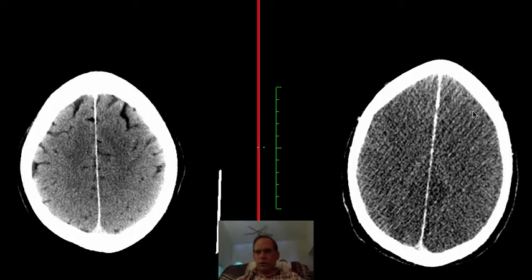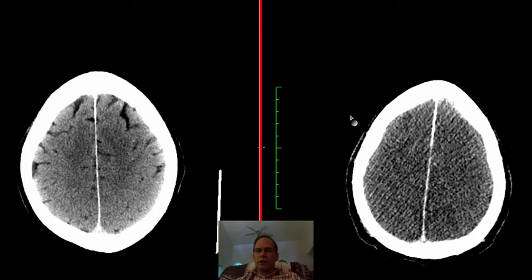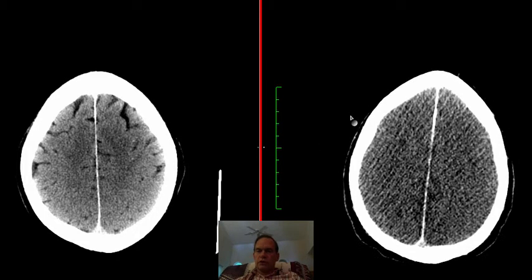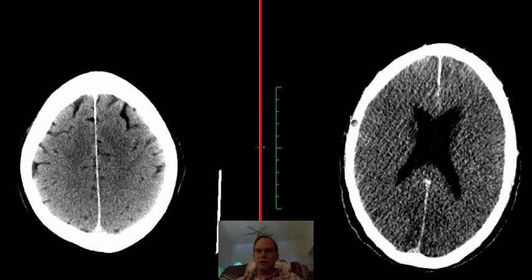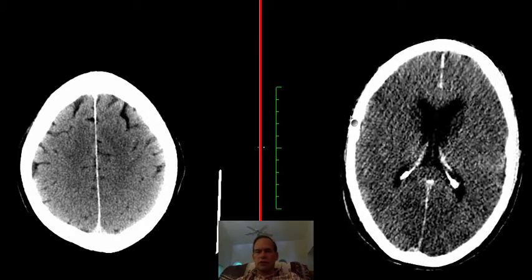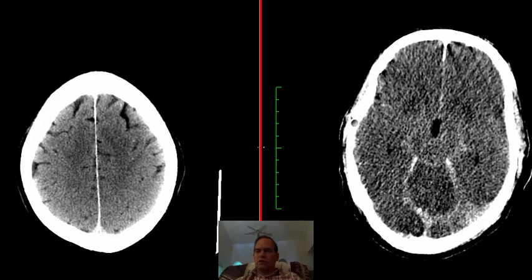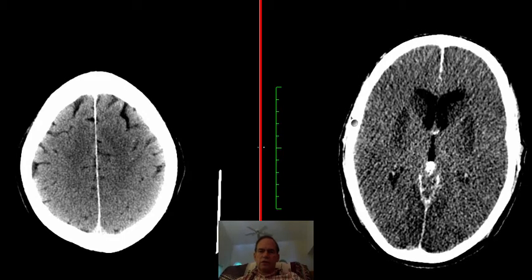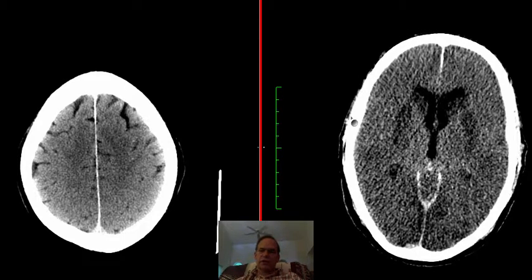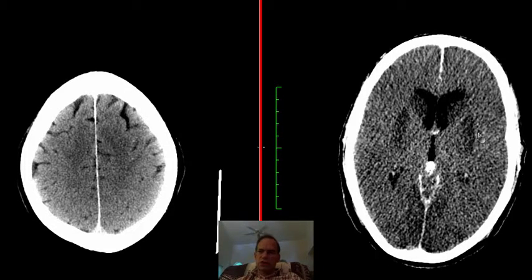So not only is there loss of gray-white matter differentiation, but there is clearly loss of the cortical sulci, which is called sulcal effacement, and sulcal effacement generally represents diffuse cerebral edema. And so we have cerebral edema due to the anoxic injury, which has caused substantial areas of cell death.